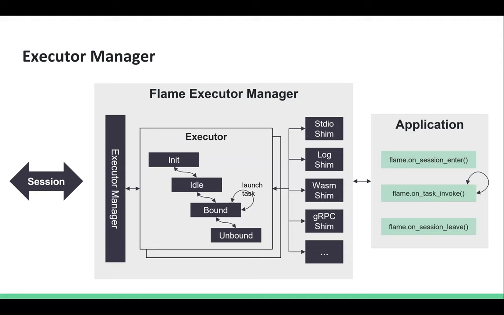Now in the execution manager, we are going to have a different shim for different applications. For example, we have standard input output. We have log, which is just used for debug. And we also have Watson, and the gRPC is ongoing. But generally, the callbacks to the application are, for example, on session enter, on task invoke, and on session leave. This is what we defined for the application part.